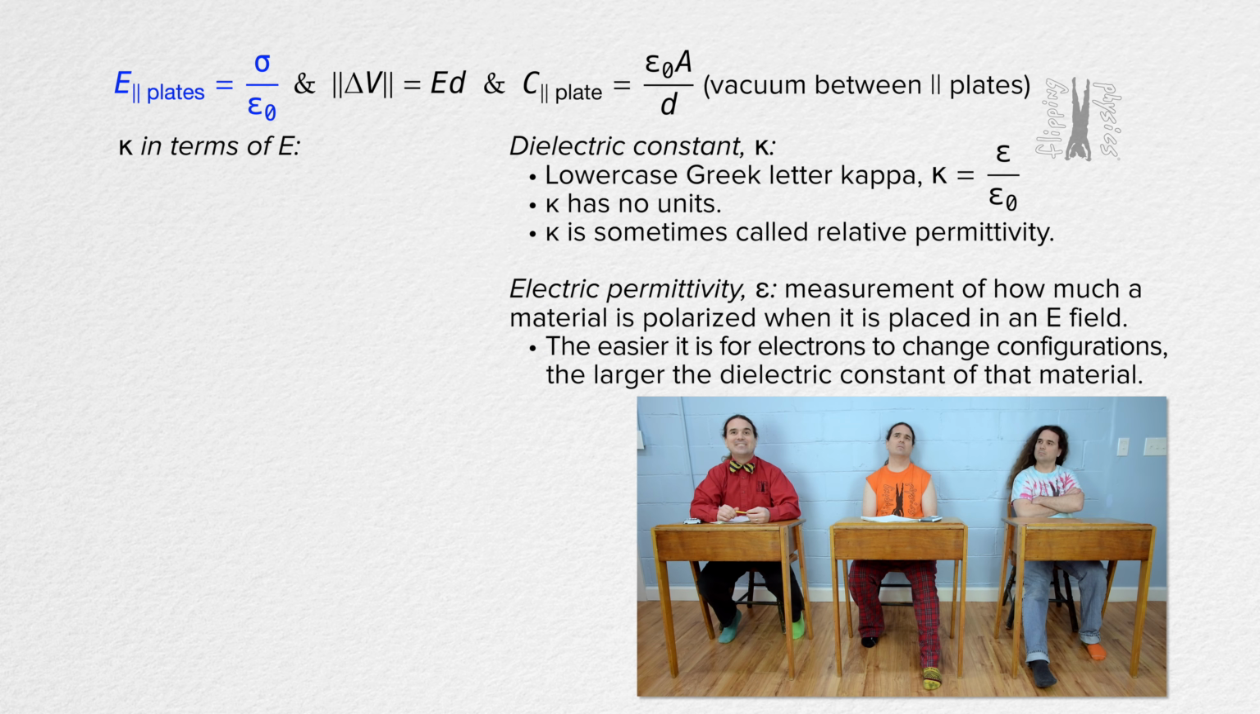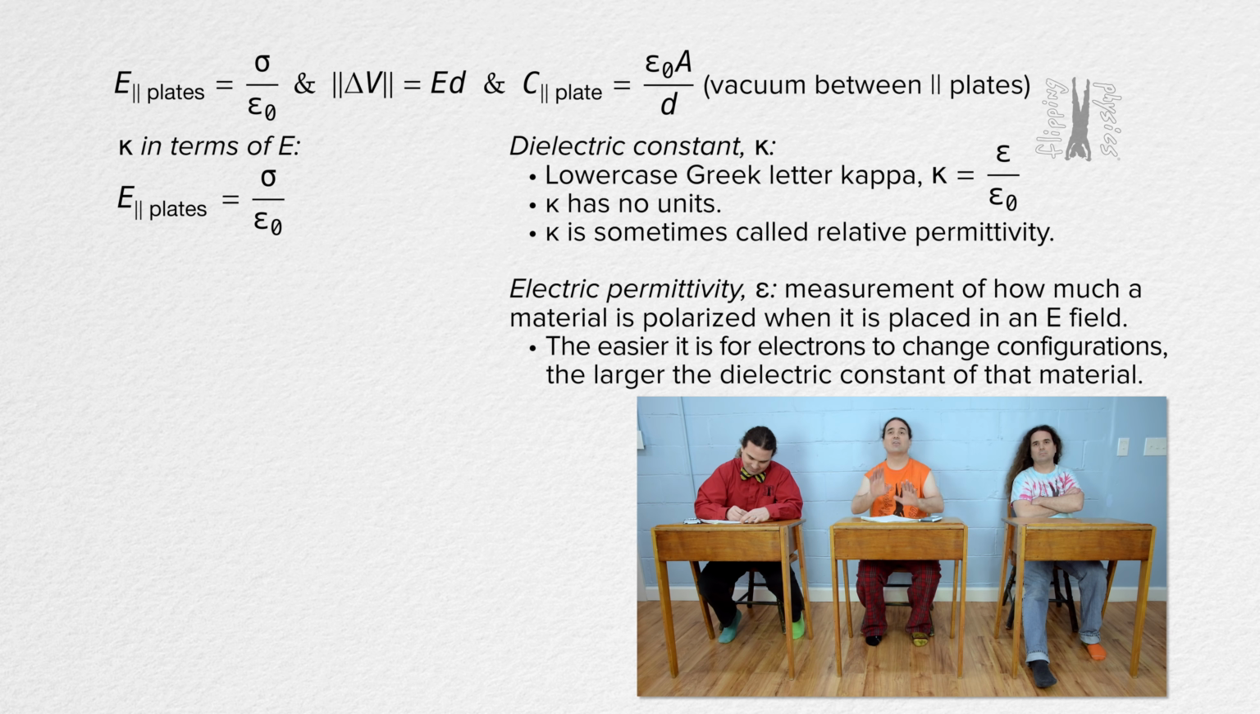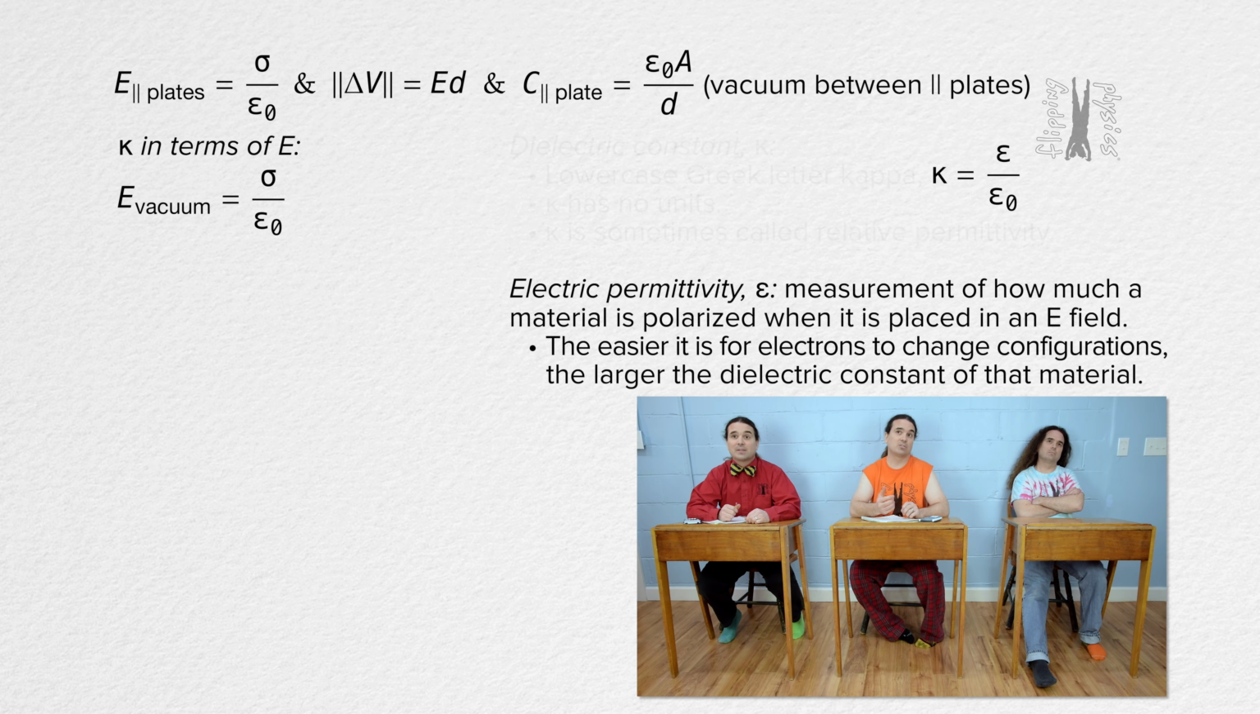Okay, well, we know the electric field between the parallel plates equals the surface charge density of one plate over vacuum permittivity. I think I get it. So that is the electric field between the parallel plates when there is nothing between the two plates. The electric field when there is a dielectric between the plates equals the surface charge density divided by the permittivity of the dielectric, which evidently has no subscript.